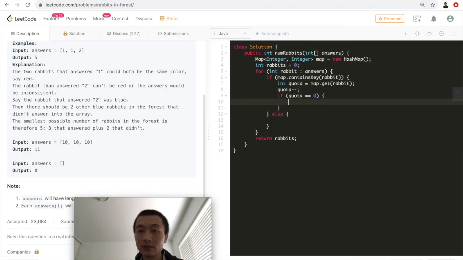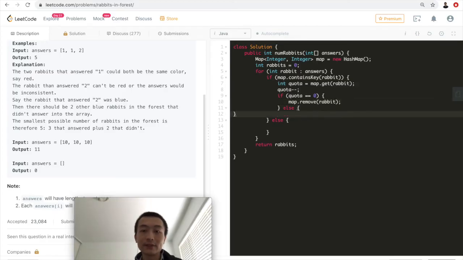Right, so then we'll just remove rabbit. Otherwise, we'll just update the quota with the latest quota. Put rabbit, quota. So it's like this 10 at first, this map becomes 10 and 10. And in the second run, the map should become 10 and 9. Third run, the map becomes 10 and 8, right?